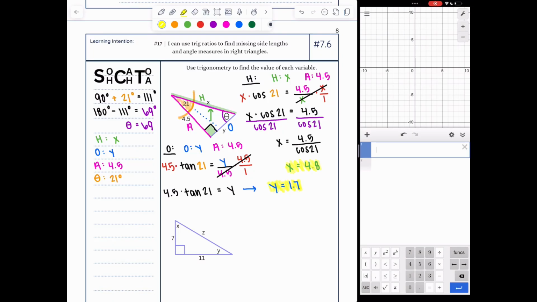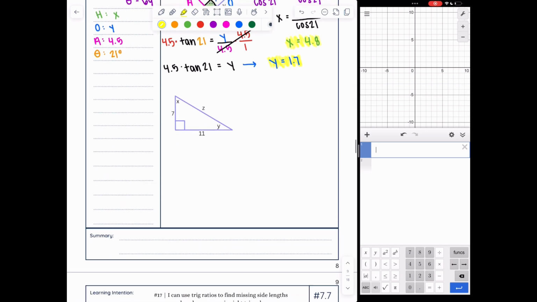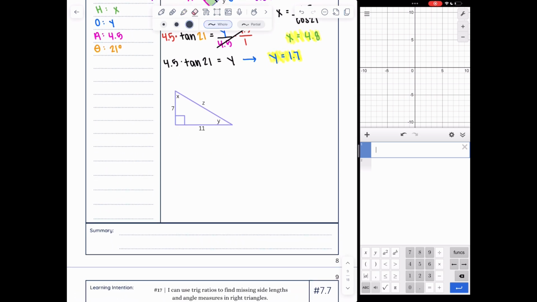Okay, let's finish up our notes for section 7.6 with one more example here. You can see the rest or the answers to the first example if you didn't check out that video. But we're going to look at this second example here.